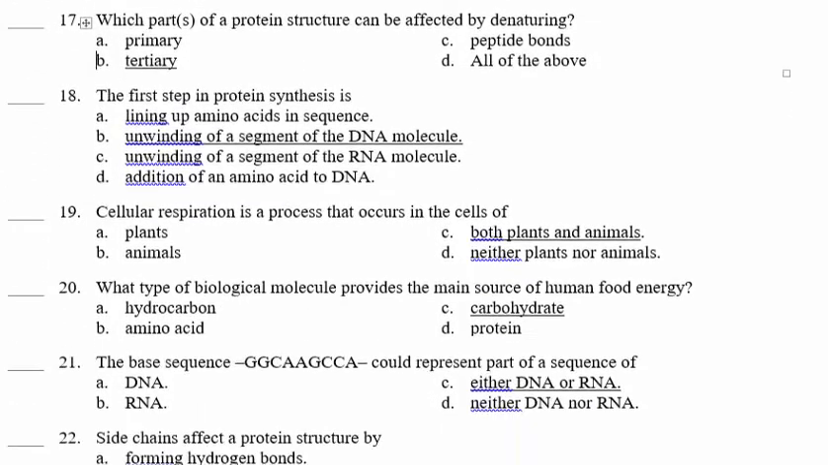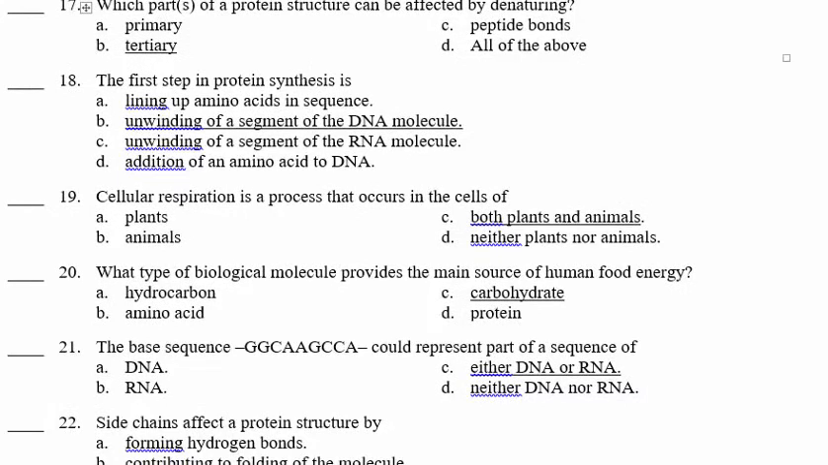The first step in protein synthesis is the unwinding of a segment of the DNA molecule. We said that DNA molecules are double-stranded. So in order for a protein to be synthesized, the first step is to literally open part of this DNA molecule so it can copy the sequence in order to make a protein.